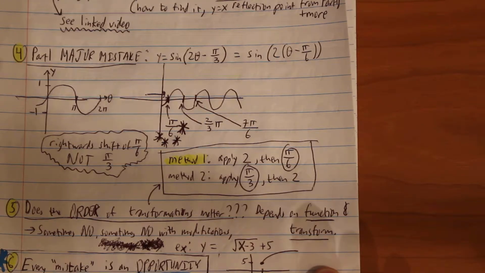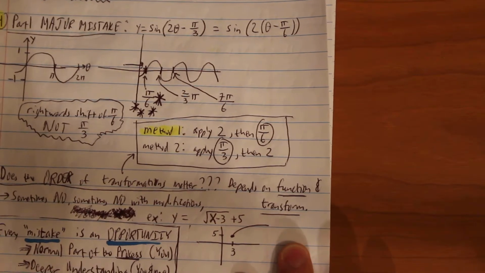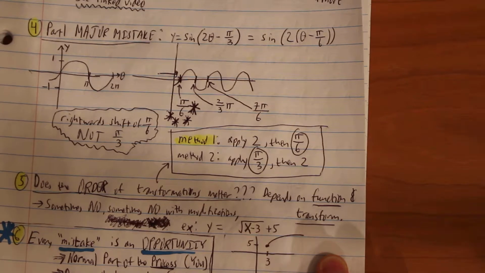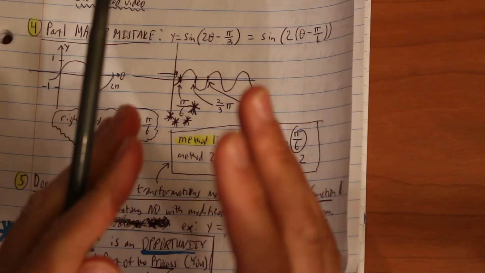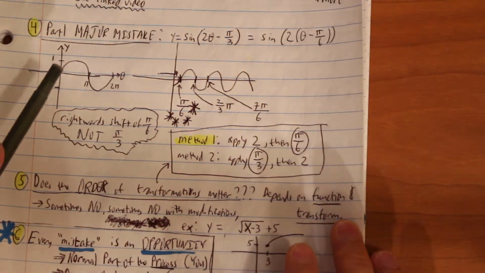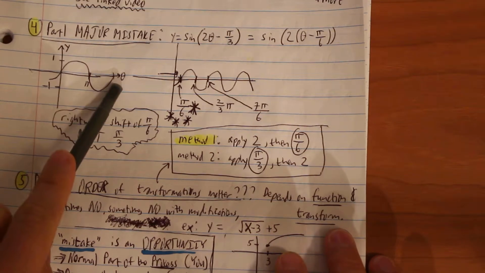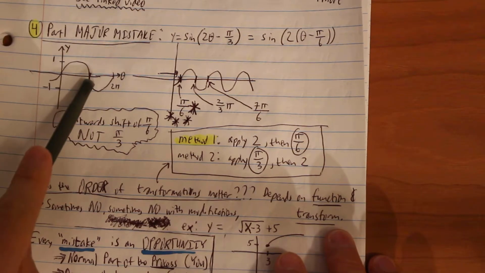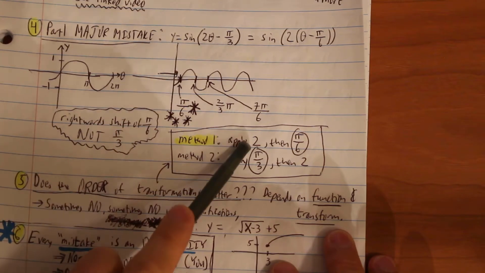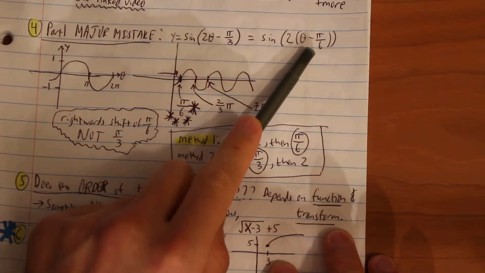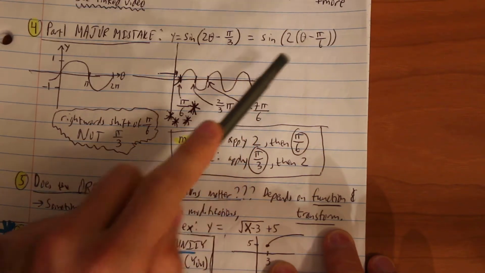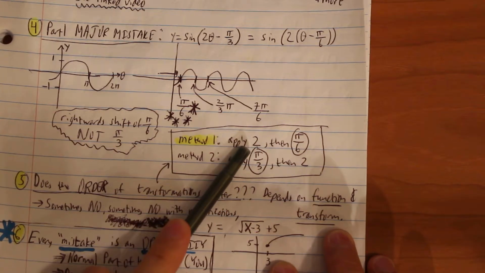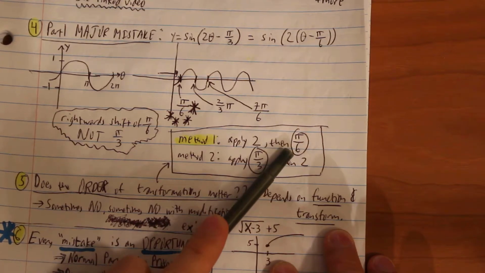It turns out, and I think not many people actually know this, that you can do it either way if you make a few changes. So method 1 would be to apply the 2 first. In other words, compress your function so that instead of going from 0 to 2 pi for one loop, it now does that from 0 to pi. So you do the 2 first. And then, as we said, the shift is not pi over 3, but in this form we can see it's a pi over 6 shift.